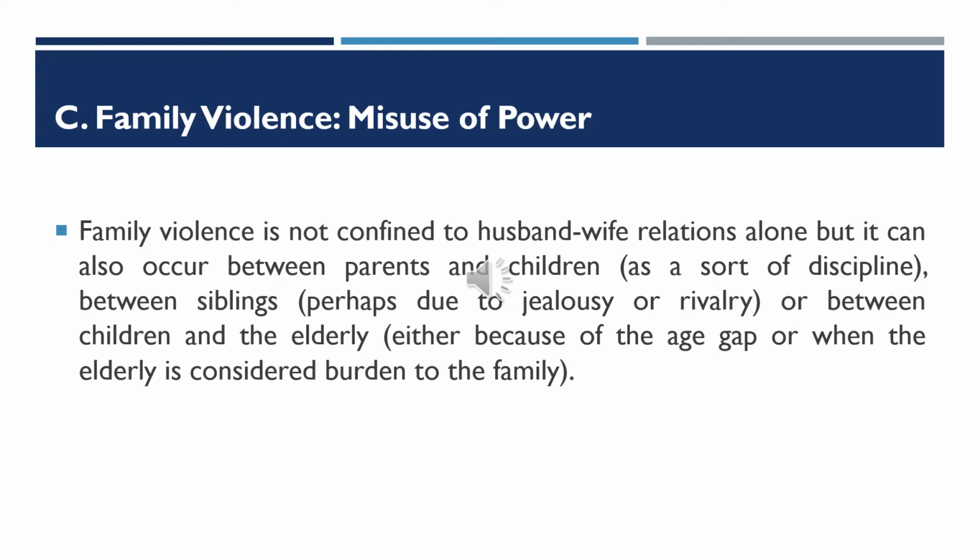Next is family violence, misuse of power. So family violence is not confined to husband-wife relations alone, but it can also occur between parents and children. So hindi lang sa mag-asawa nagaganap yung family violence, kundi sa mga magulang at anak as a sort of discipline, between siblings, perhaps due to jealousy or rivalry. Sa family talaga, minsan hindi din naiwasan yung kompetensya, no? So, nakikita natin yan today. Or between children and the elderly.